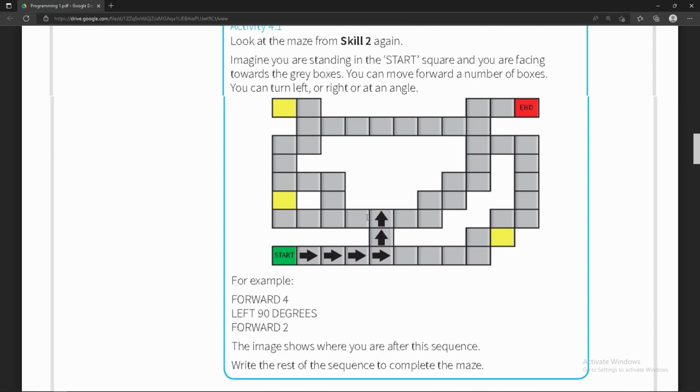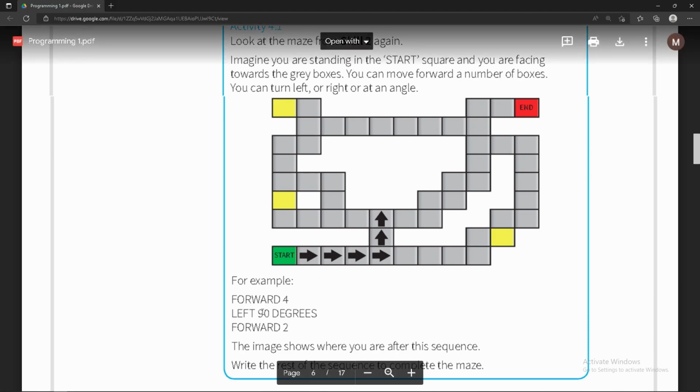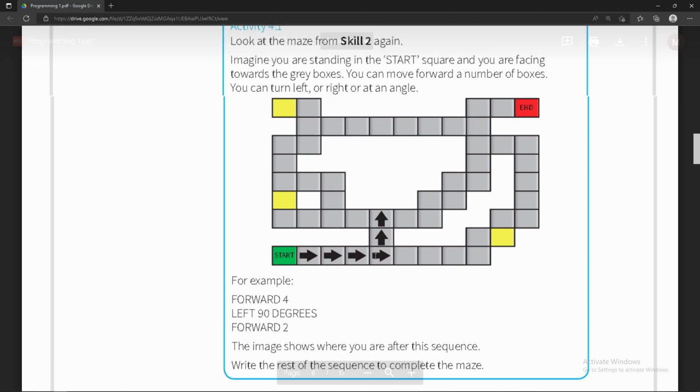So after turning, you can see here, forward 1, 2, 3, 4. And then you have to turn. So you turn inside there, and then you say 1, 2. So I'm going to do this again. So left 90 degrees.